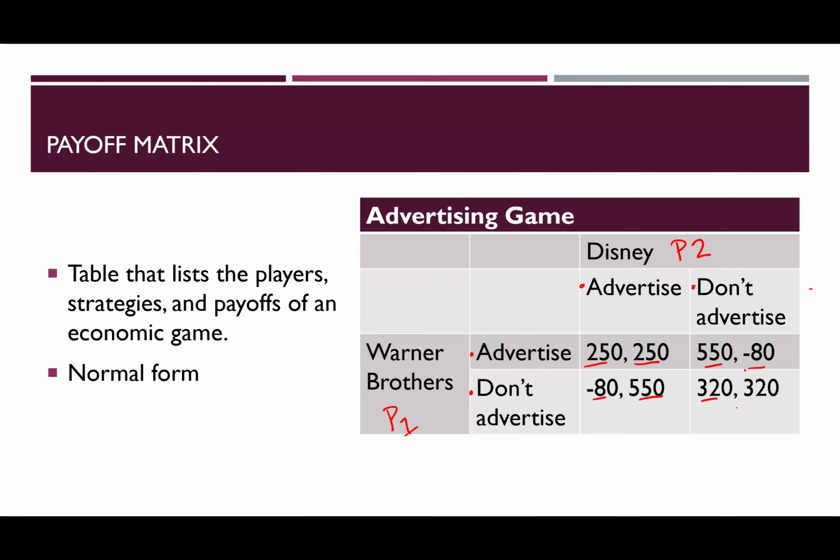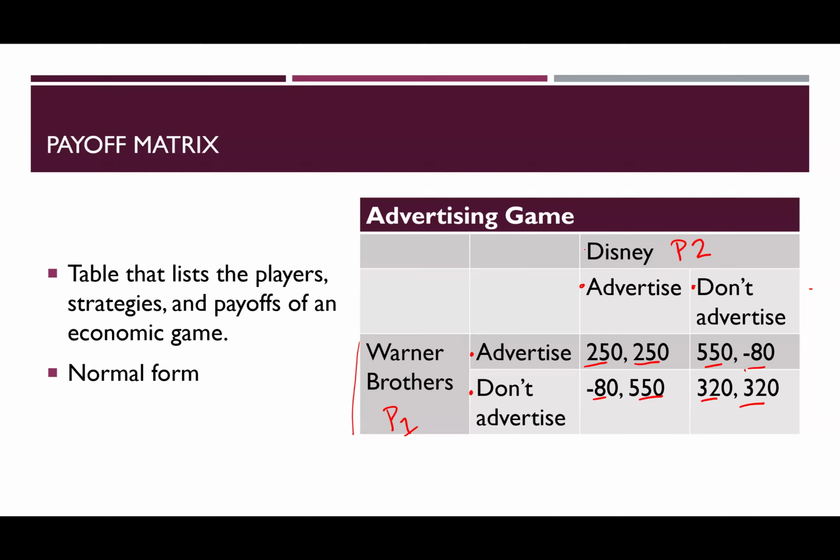Within game theory, there is a convention where player one is always on the left-hand side. So Warner Brothers here is player one. Player two is always on the top. So Disney is player two. And then when we look at the payoffs, player one's payoffs are always on the left, and player two's payoffs are always on the right. This is going to apply to decision trees as well. Player one's payoffs are always on the left, and player two's payoffs are always on the right.